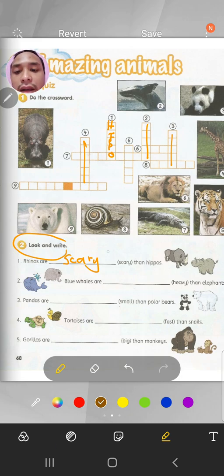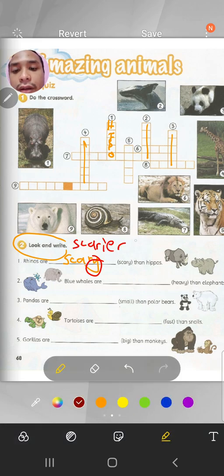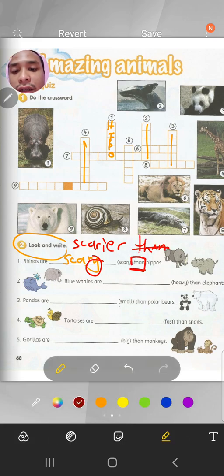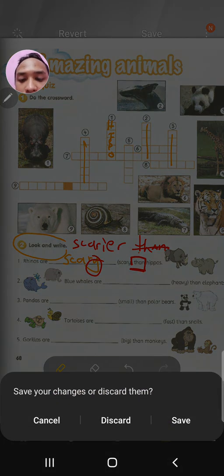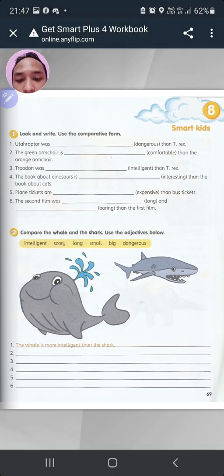Okay, look at the end of the word. Apa huruf tu? Huruf apa itu? Y. Kalau Y, macam mana buat dia? Buang and then put I-E-R. So dia akan jadi scarier. Then, okay, ni dah ada then. Tak perlu tulis then dah. Tak perlu tulis then sebab dia dah tuliskan. Then hippos, like that. Okay, now do number 2 sampai number 5. Okay, good. Now let's check the next one. Page 69.